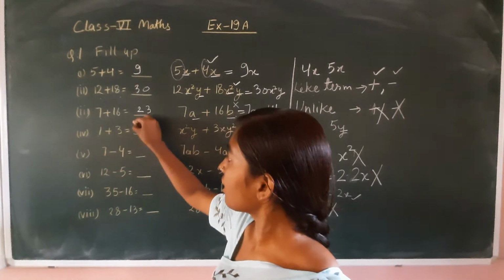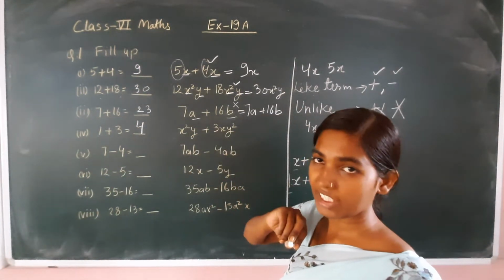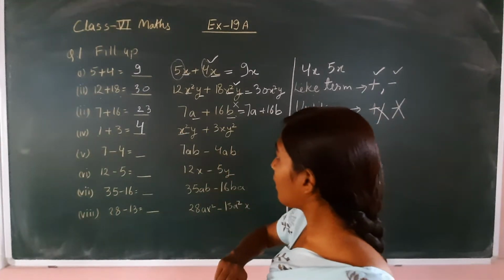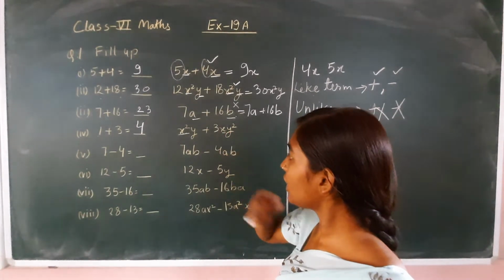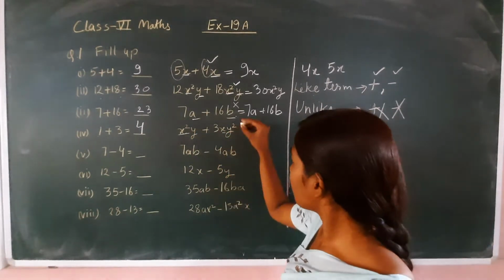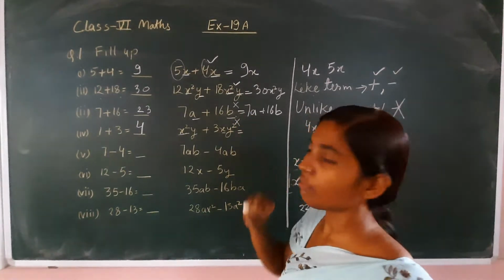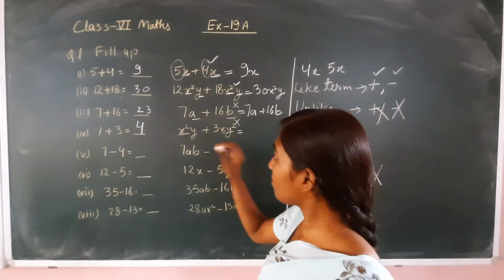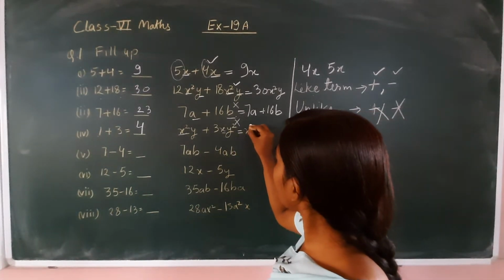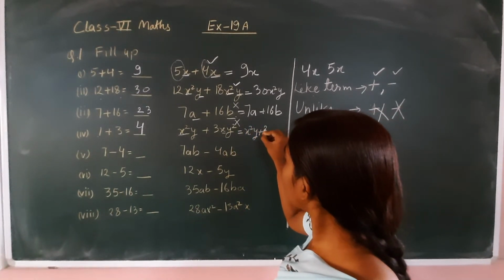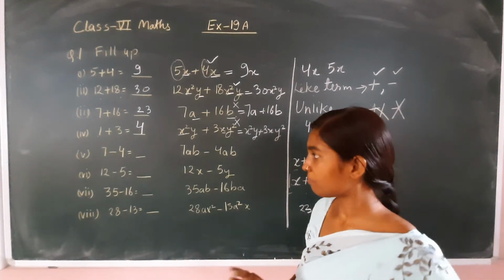1 plus 3 is 4. Yes. Now again for this, check whether they are like terms or not. This is x square y, this is only x, here is only x, here is y square. They are also unlike terms, they are not like terms, so addition will not take place here. There will not be any addition here because these are unlike terms. So the answer will be x square y plus 3x y square. This will be the answer. There will not be any addition.